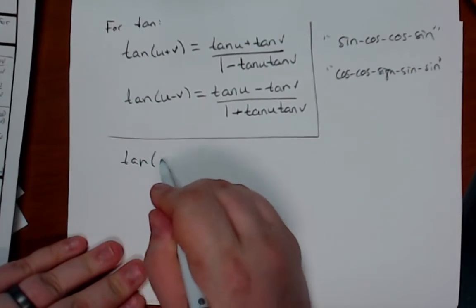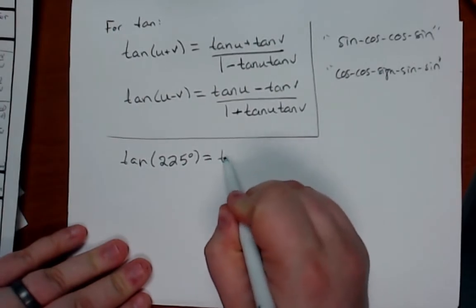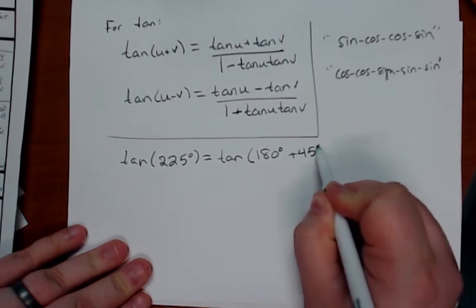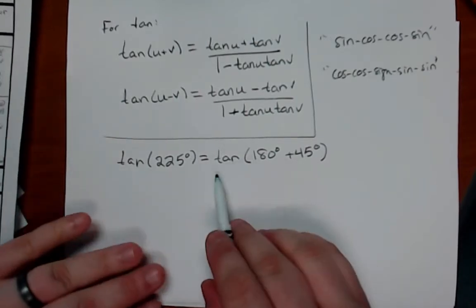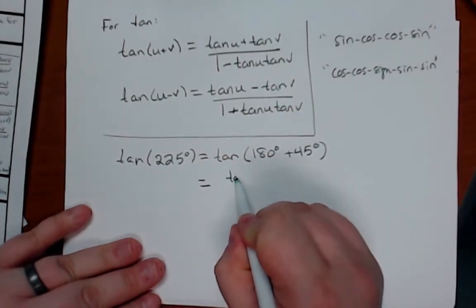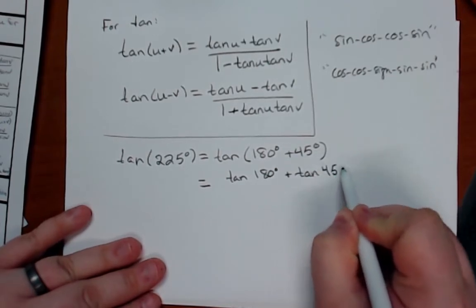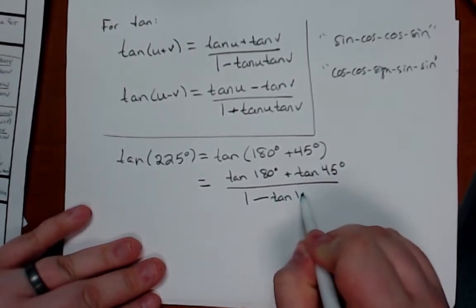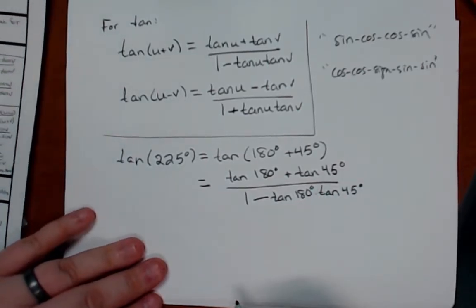Tangent of 225 degrees. Well, that's tangent of 180 degrees plus 45 degrees. And so that means that this is angle addition. So we have tangent of 180 plus tangent of 45 over 1 minus, now the sign changes, tangent of 180, tangent of 45, put our degree marks in so we don't forget.